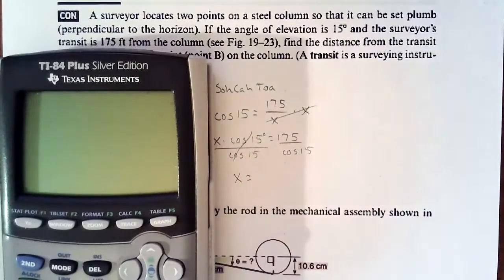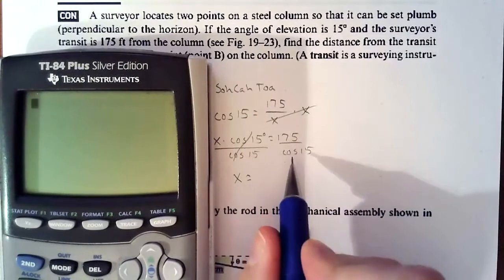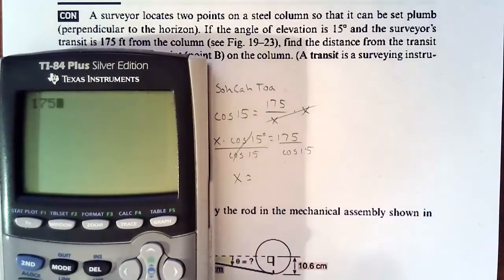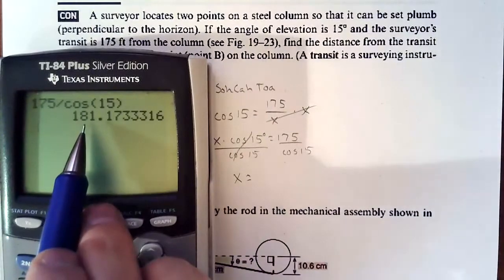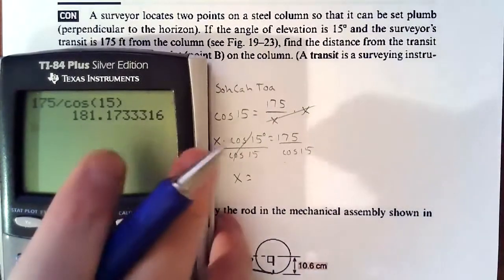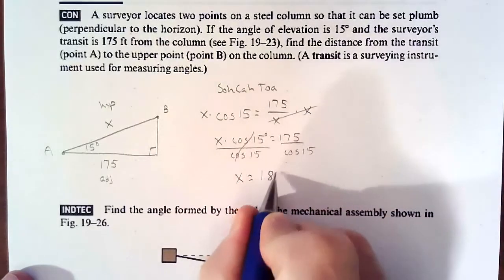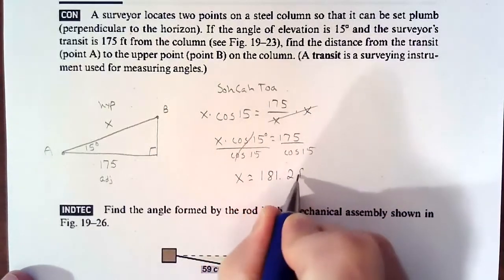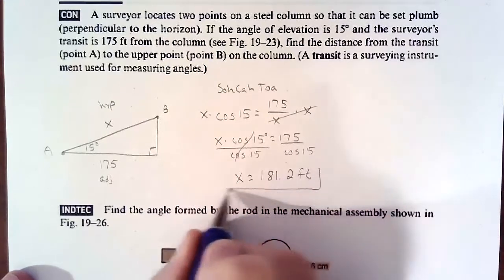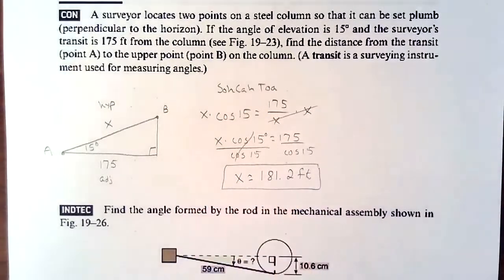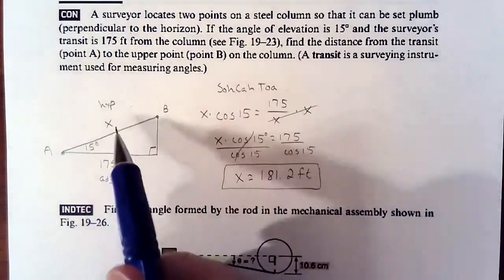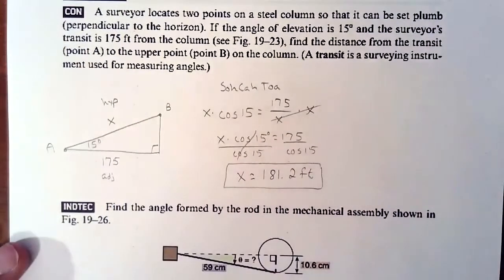So we'll throw this in a calculator, and we're doing 175 divided by cosine of 15. That gets us 181.2 feet. All right, so there's our first problem. A lot of times the challenge is pulling out the information and trying to create some sort of picture from it.